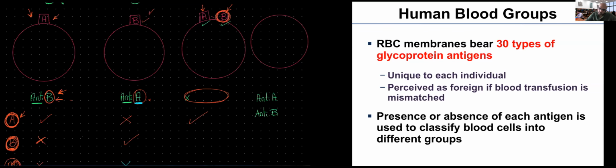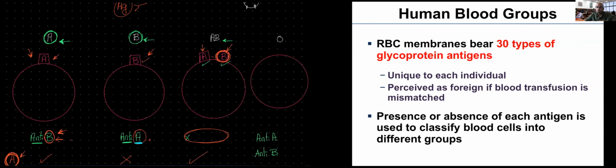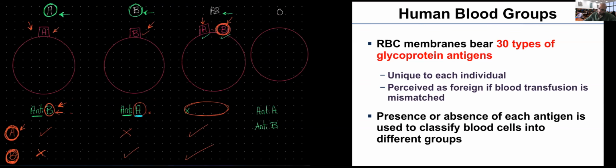Blood group type B has antigen B on the surface, and I don't have any antibodies, so there will be no attacks to the transfused cells. So can I get blood transfusion of a blood type B? Yes. There will be no antigen-antibody reaction.